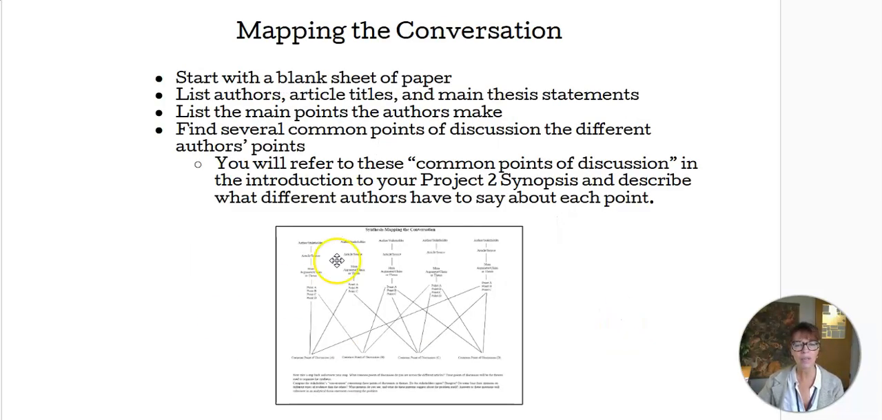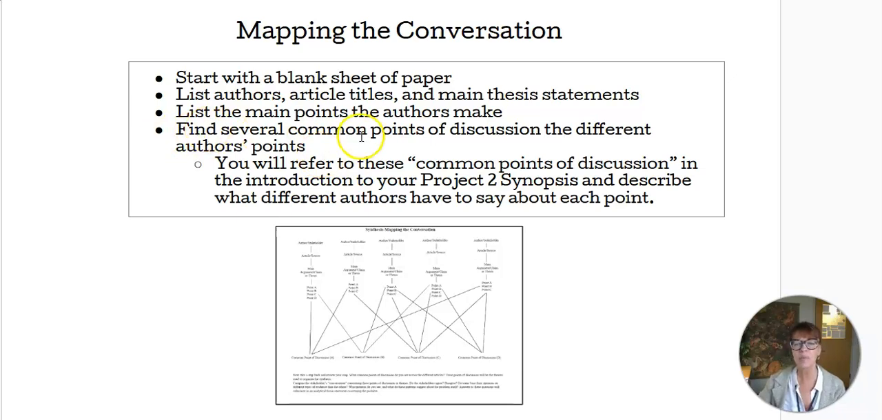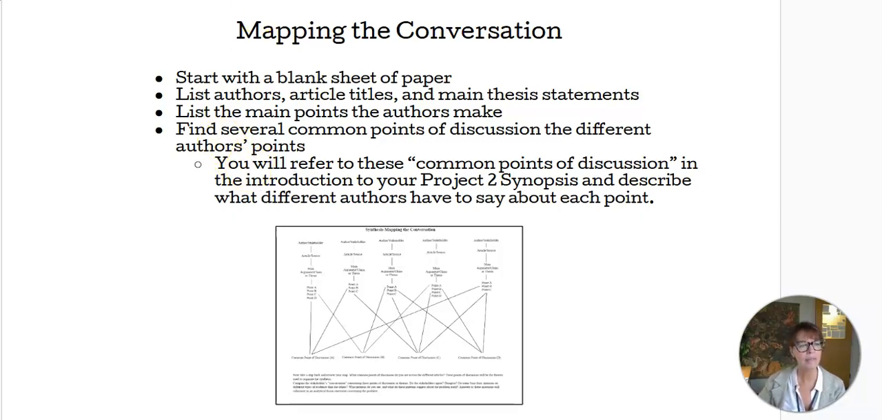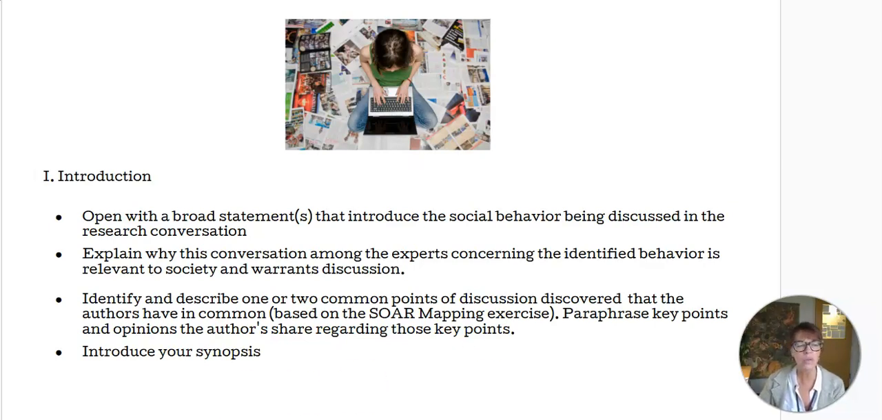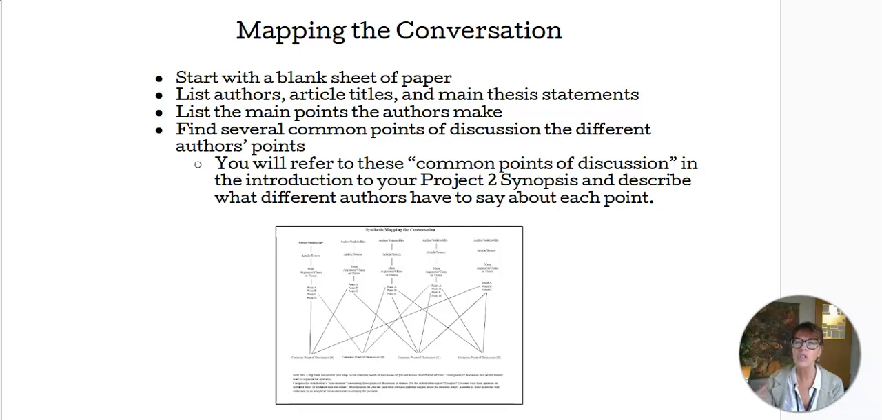And you're going to pick one of those. So you'll find those common points of discussion, and you'll refer to those common points of discussion in your introduction. If you go back here, remember, in the introduction, you're going to identify some of those common points of discussion, at least one. You don't have time to do many more, but one or two of those common points of discussion, just so your audience knows kind of the key takeaways from this synopsis of research.